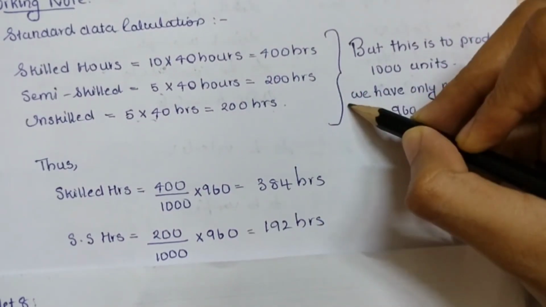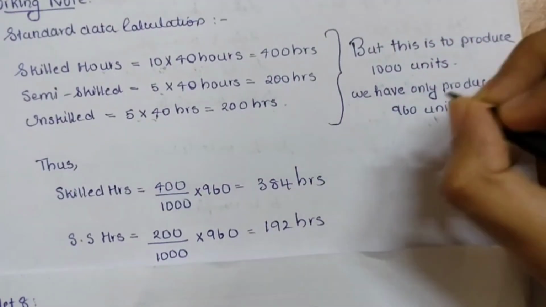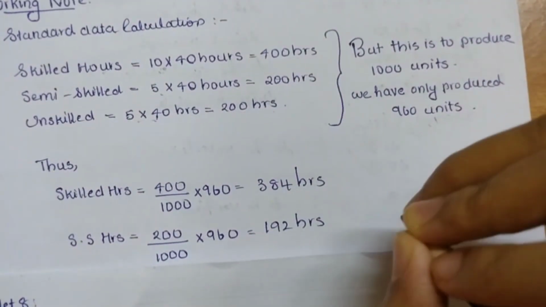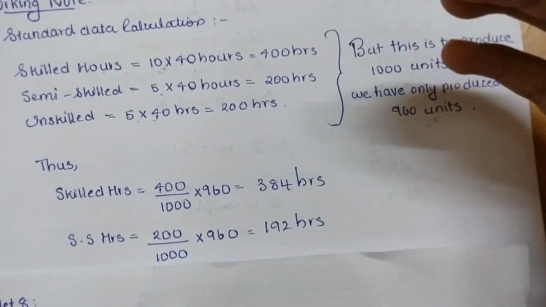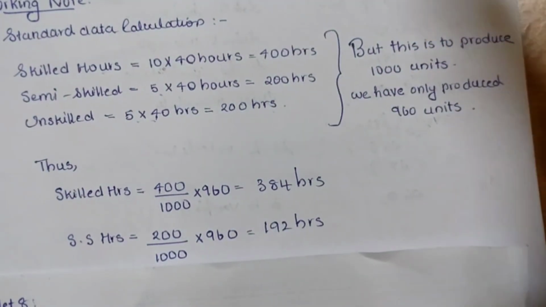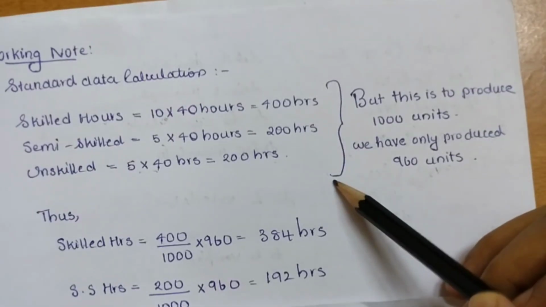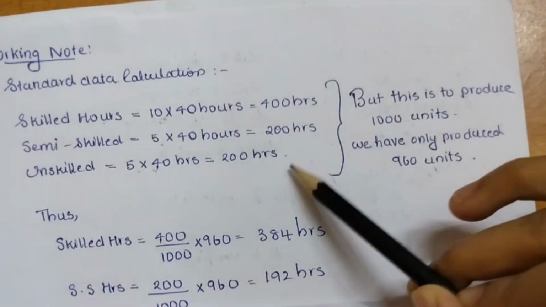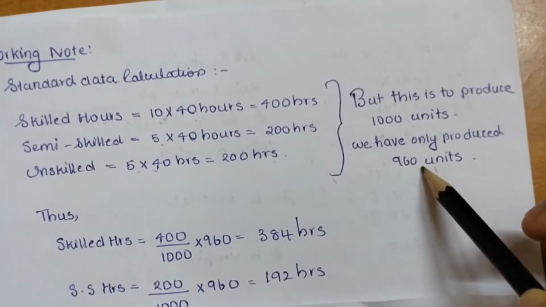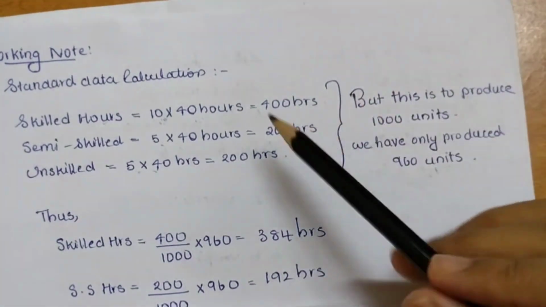For both standard and actual, we'll be taking the actual output for the calculations. Since standard is for actual production, standard data is the data for actual production, or you can say actual output, on the basis of budget. What we are going to do is convert these hours, since they are based on 1000 units, into actual output. This is how we calculate skilled hours.